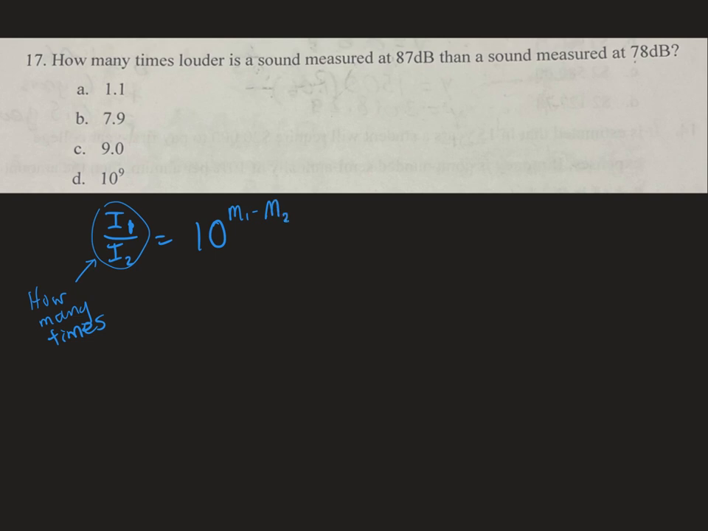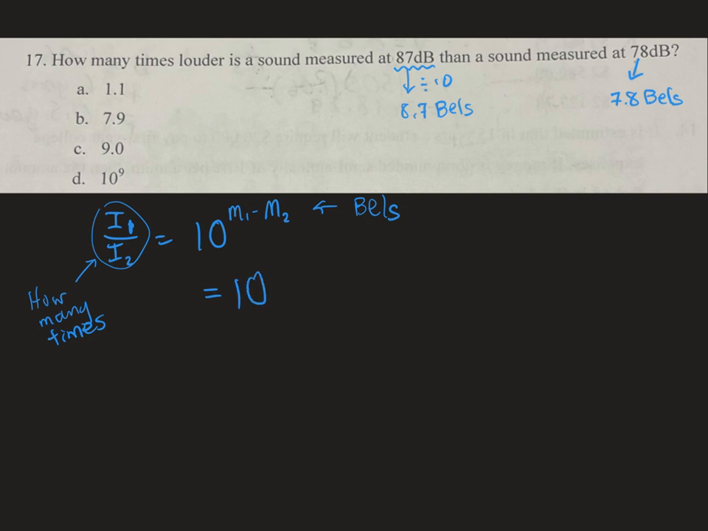With sound, though, it's the Bell scale that is on logarithmic base 10 scales. So we have to change decibels, which is basically 1/10 of a bell, into bells by dividing by 10. So if we divide by 10, we would have 8.7 bells. And same thing with the other one, 78 decibels would be 7.8 bells. All right, so that is what's going to go in the exponent.